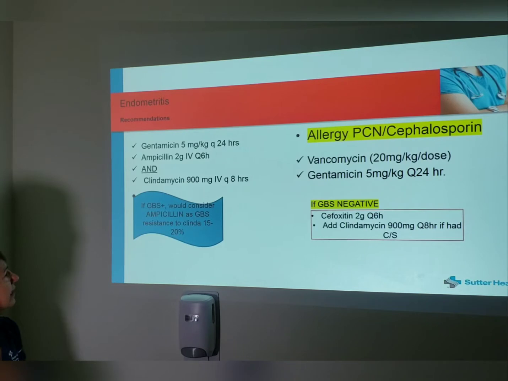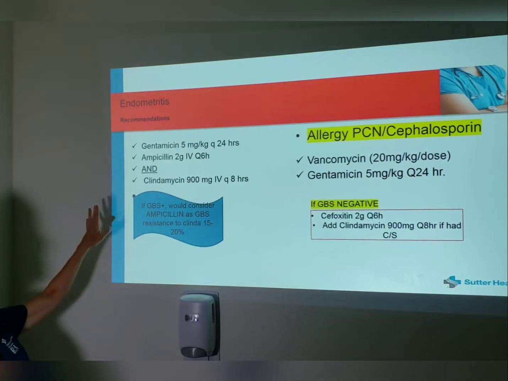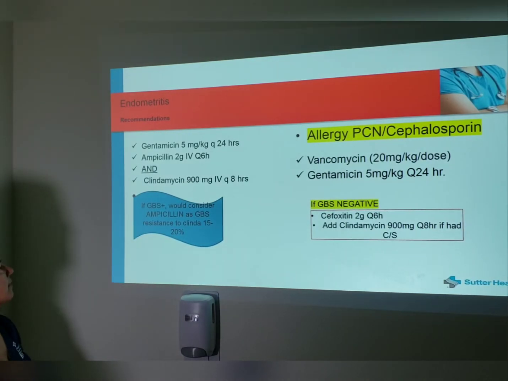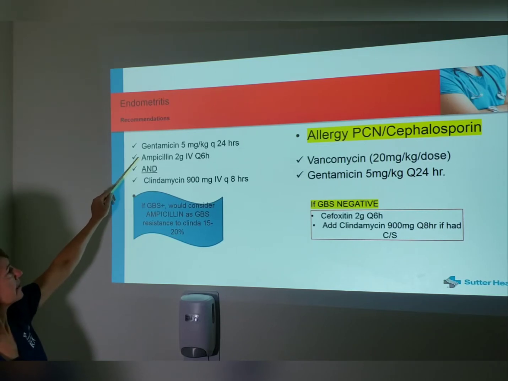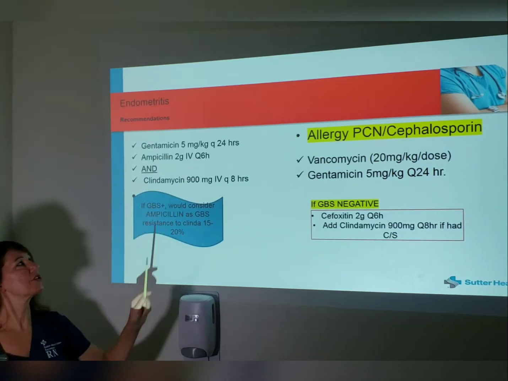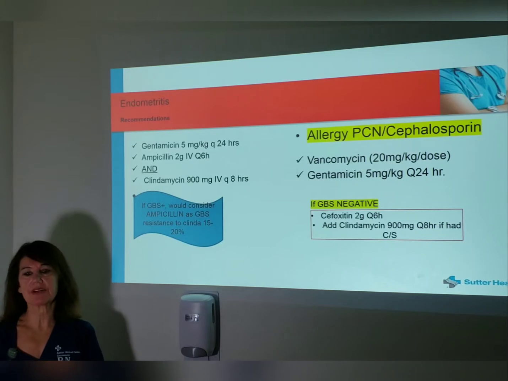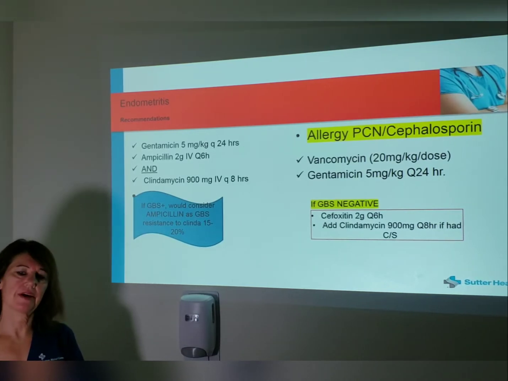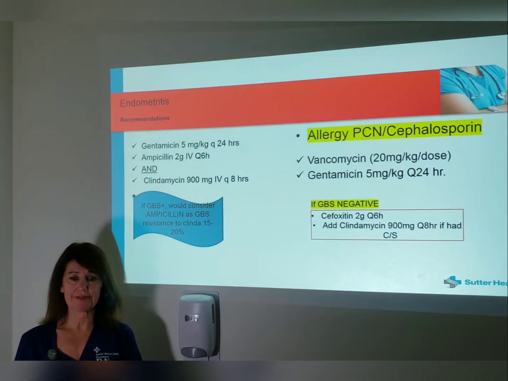So endometritis, same kind of, I call it cocktail, as the intra-amniotic infection. We do the AMP and GENT. We can now dose it with 5 milligrams per kg every 24 hours. We can just give a 24-hour dosing because now we don't have a fetus to consider.